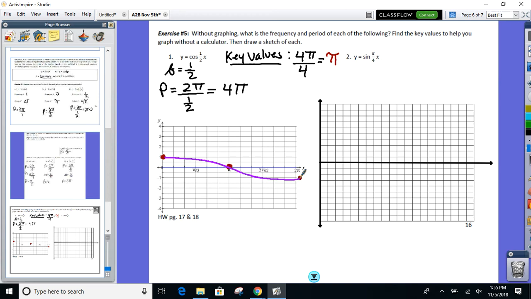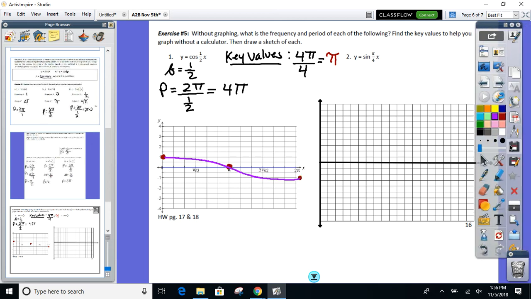Do we see that now? When I have a period different than 2 pi, I will have points at different values than the pi over 2, pi, etc. All right, number 1 is done. Number 2.